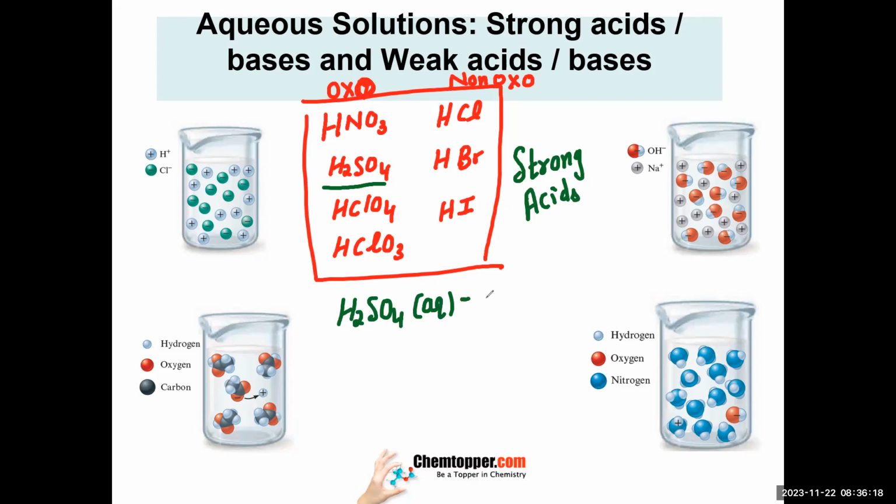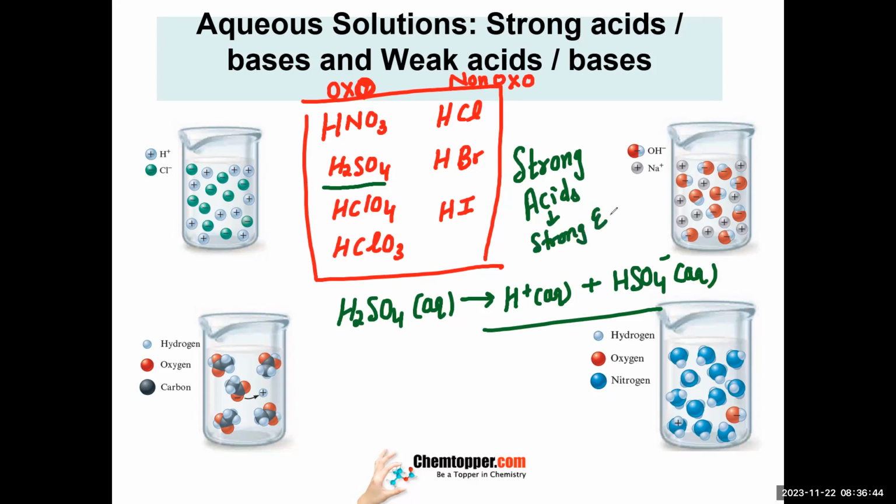H2SO4 is fully dissociated as H plus (aq) plus HSO4 minus (aq), fully 100%. So what is it? A strong electrolyte. So can I say all strong acids are strong electrolytes? Can I say that, children?